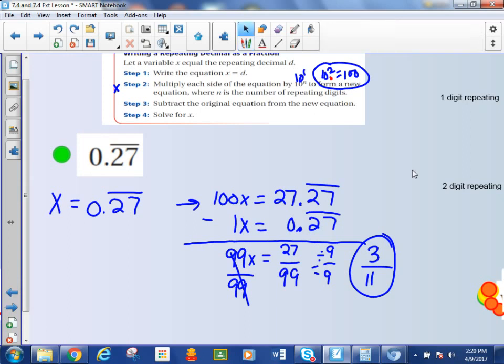Once again, to work a repeating decimal into its fraction form, the first thing to look at is how many numbers are repeating. That's going to help you decide step 2, whether you have to multiply by 10 or by 100, because we're going to take 10 to the power of the number of digits that are repeating.